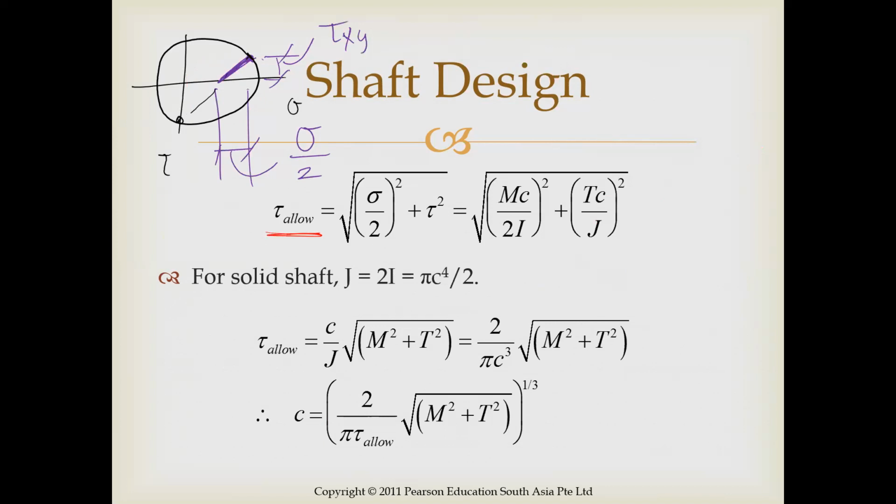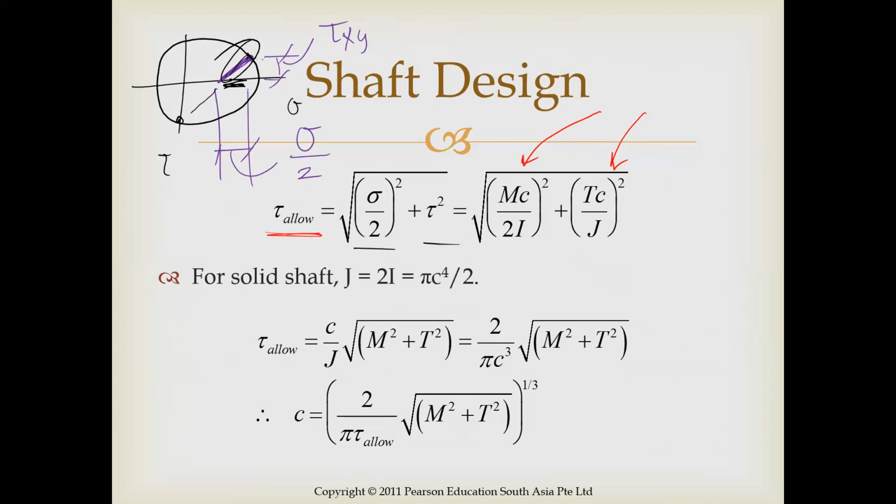But the point is that in our given stress state, we have stress in one direction and not the other direction. So when we divide that by 2, we're getting this horizontal leg. So we're calculating this hypotenuse, which is going to be the stress over 2 squared plus the shear stress squared. We can plug in the values for normal stress and shear stress: MC over I, TC over J.